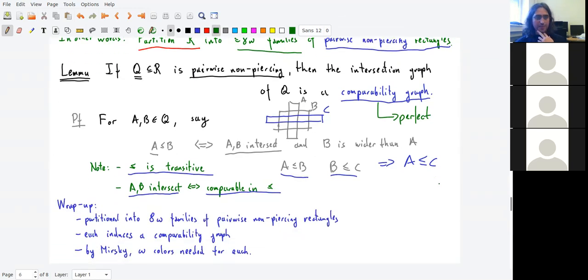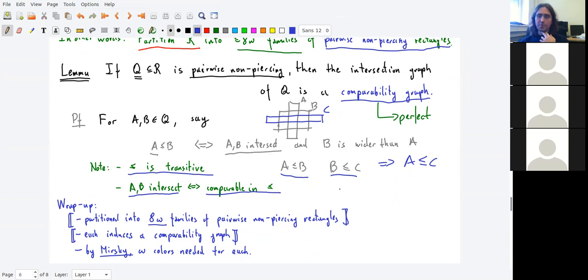So the wrap up is as follows. We have partitioned our whole family of rectangles into 8 omega subfamilies that are pairwise non-piercing. Then each of them induces a comparability graph. And therefore, by Mirsky's theorem, I need at most omega colors to color each of those subfamilies. Well, omega of the subgraph induced by the subfamily, which is upper bounded by the omega of the whole graph.